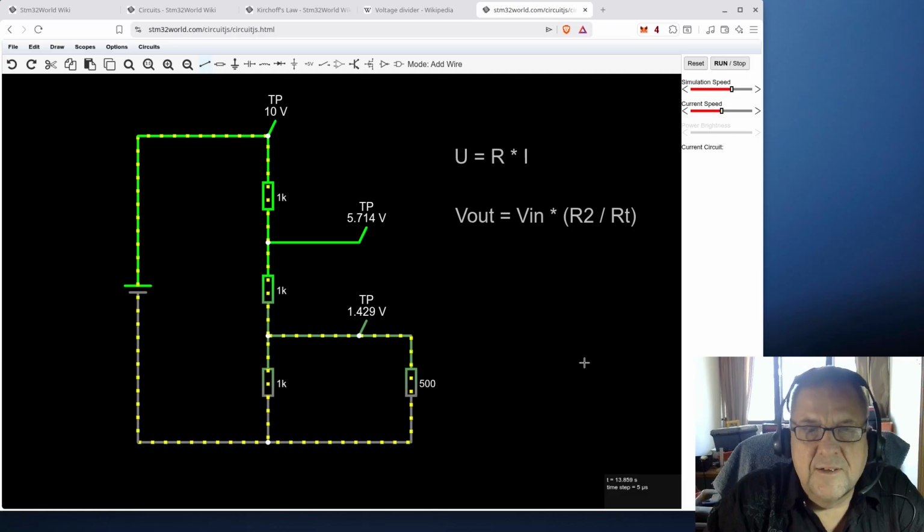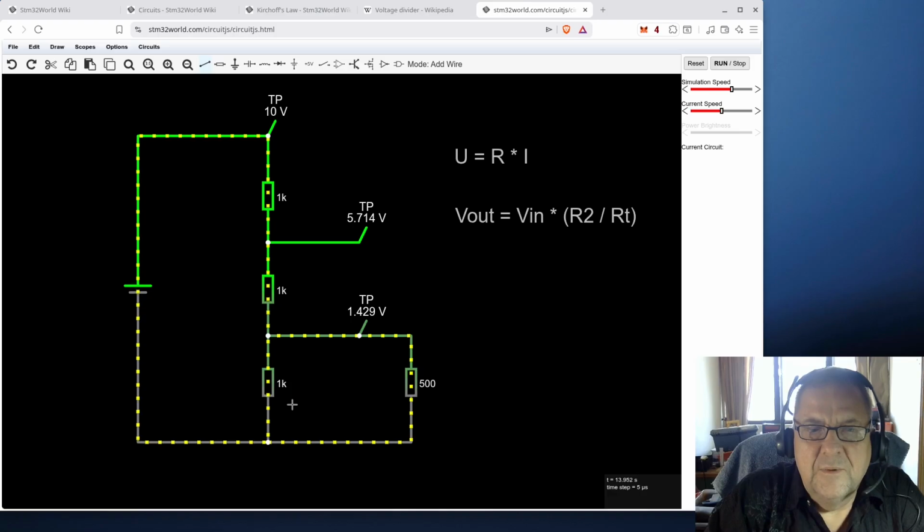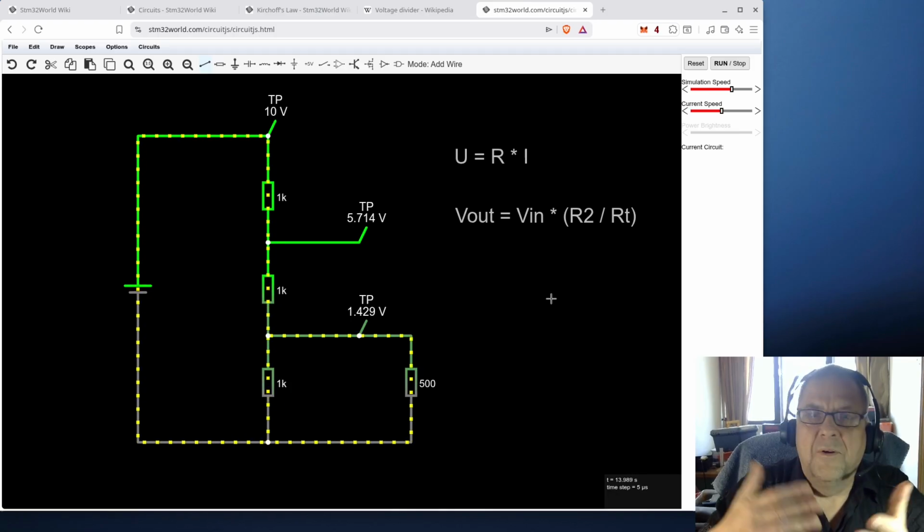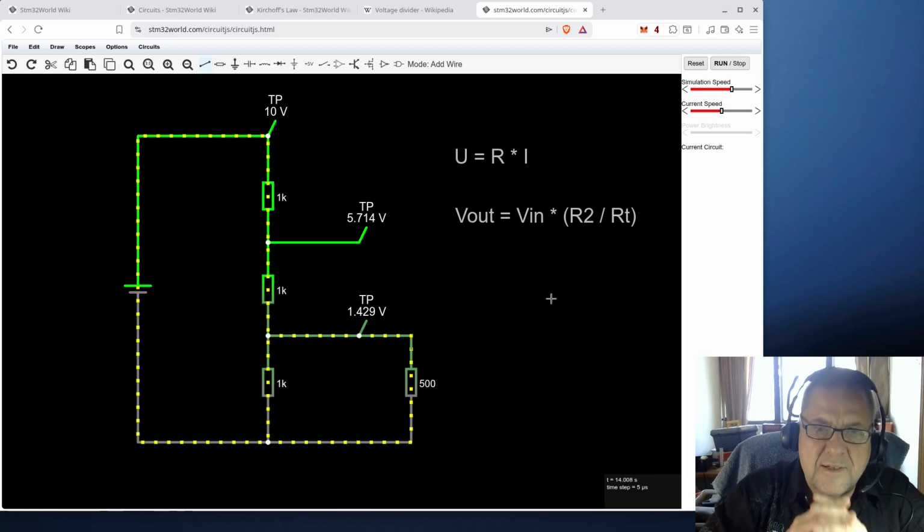So voltage dividers are actually used quite commonly in circuits, and it is important to understand why they work the way they do, how they work, and how to calculate them. And I hope you understand the basics of this.